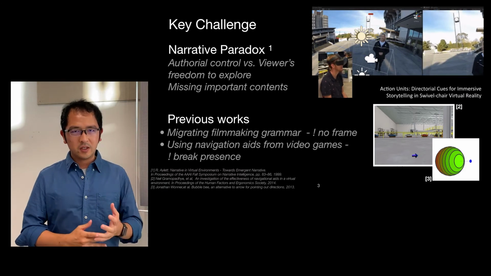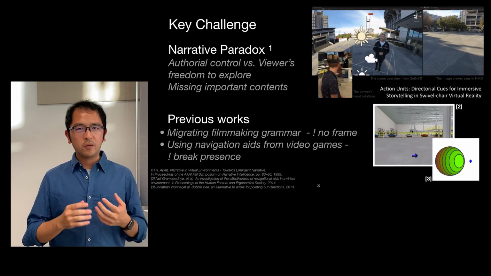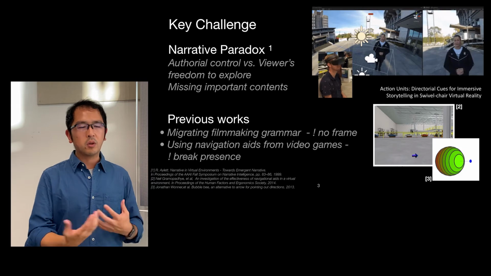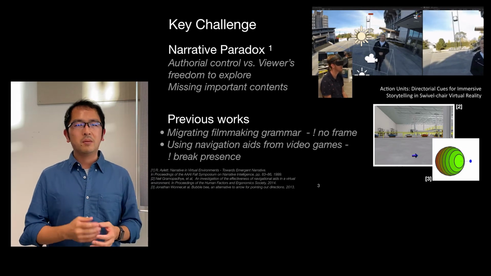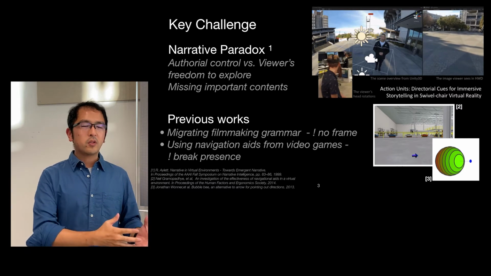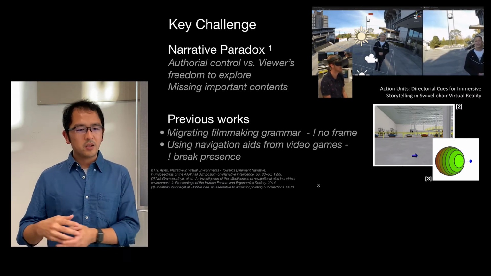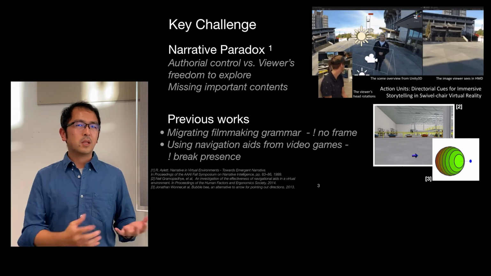And one of the key challenges a lot of 360 videos are facing is called the narrative paradox. It's mainly the conflict between the authorial control of the storyteller and the viewer's freedom to look around. And many times, it's going to cause the viewer to miss important stuff. Other people have tried different ways, such as migrating filmmaking grammar, but there's no frame in 360 video, so the grammar does not work.